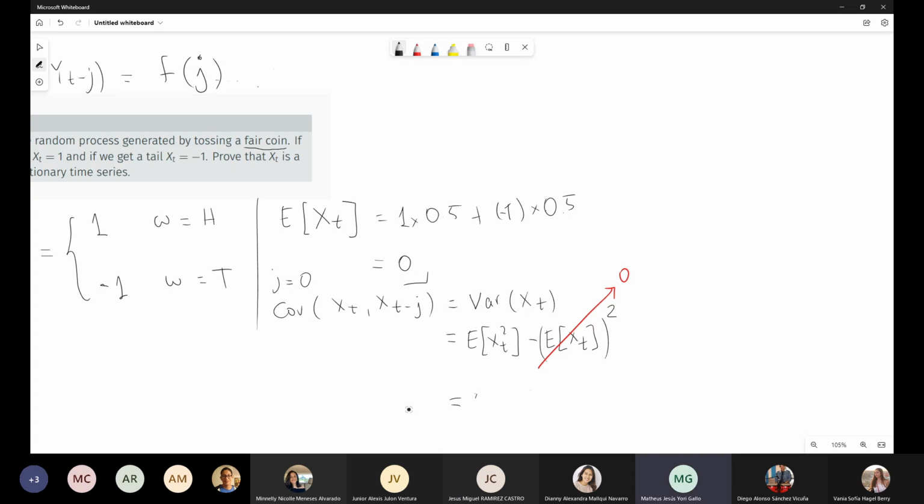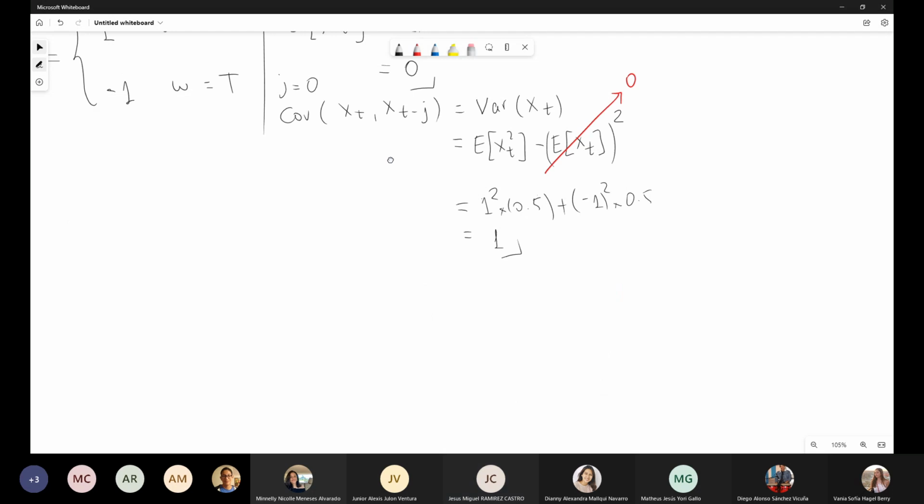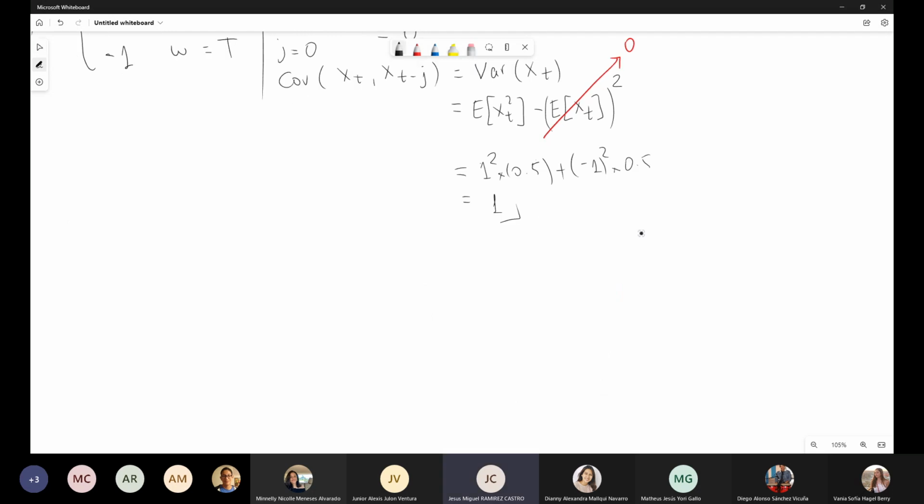1 al cuadrado por 0.5 más menos 1 al cuadrado por 0.5. Y eso sería 1. Square times 0.5. Excellent. Now we need to compute the covariance. J is greater than 0. Go.